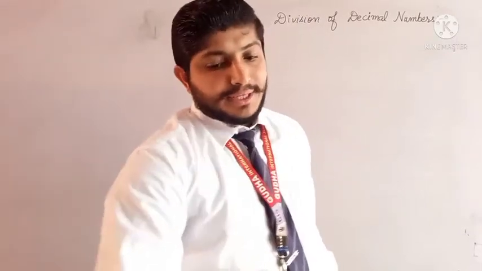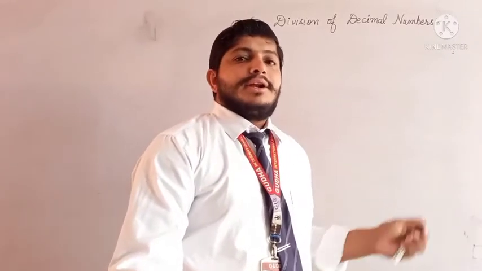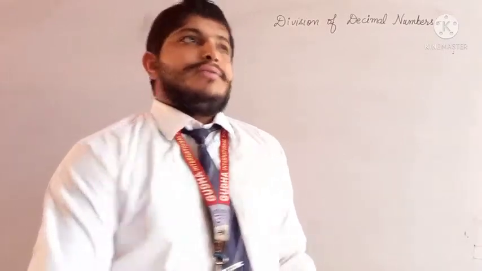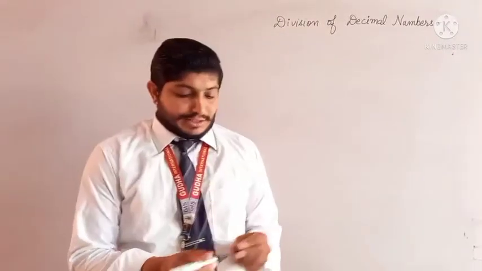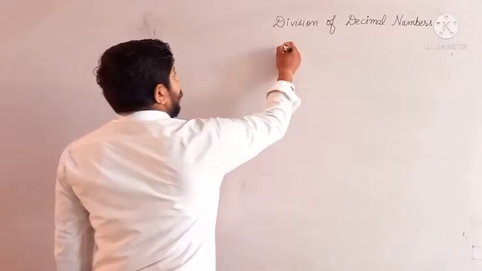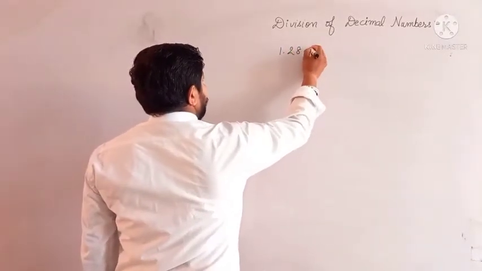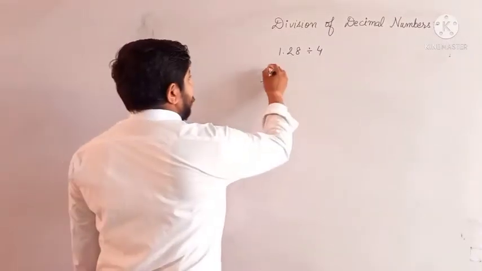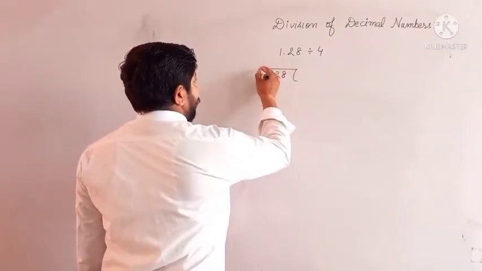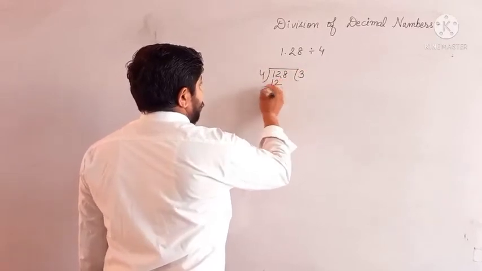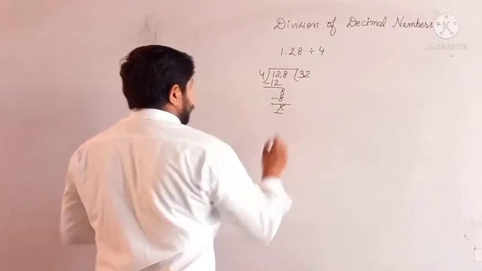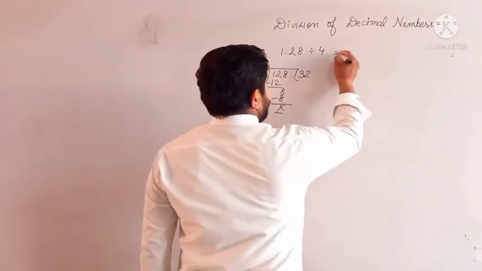How do we divide if any other number is given? Right now we discussed examples of division by 10, division by 100, division by 1000. But if division by another number comes, like 1.28 divided by 4, how do we divide? Without the decimal you simply divide, beta, like this: 128 divided by 4. 4 threes are 12, 0, then 4 twos are 8. Directly divide like this.